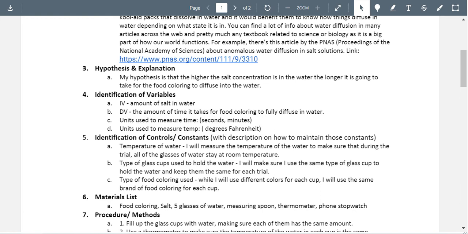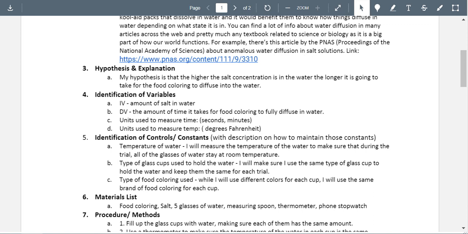Next one, identification of constants and controls. Now this is good. I like how you put these here. You put the description and then you described how you were going to maintain it. Personally, I would probably put this in italics. It makes it stand out a lot nicer. That way it stands out from the rest of your description. But my second thought is a lab like this is going to require some level of control, and you've only got 3 things listed. So you're going to probably want more things here.